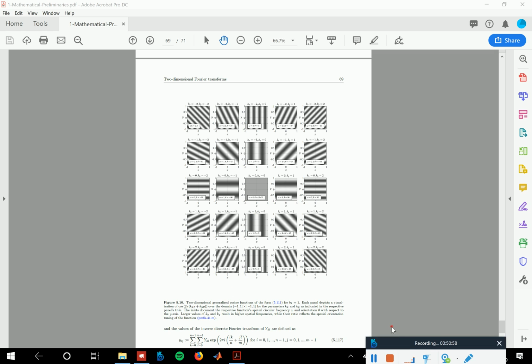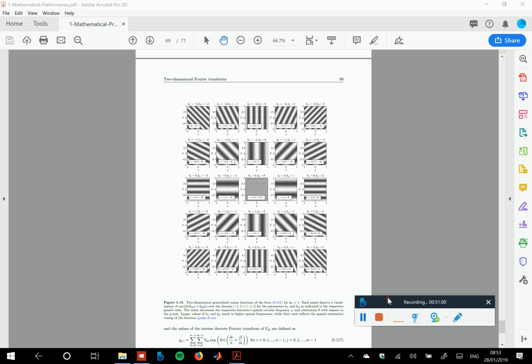Good, then let's have a break and continue briefly after 10 after 9 or so, with discrete Fourier transforms.